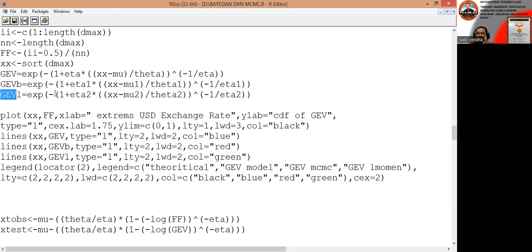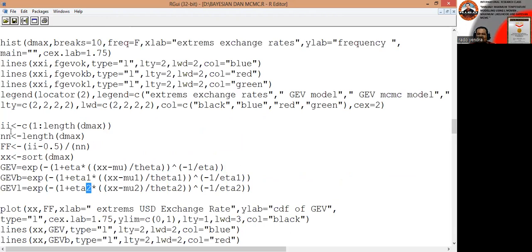It's very easy to make the difference between the 3 cumulative distribution functions. You can check the parameter. If I say eta 1, you must remember when I use the number 1, it comes from the Bayesian MCMC. But when I use the number 2, it means comes from the Lmomen techniques. So very easy to understand what is the difference between the 3 cumulative distribution functions. Okay, after that, we can run this program.